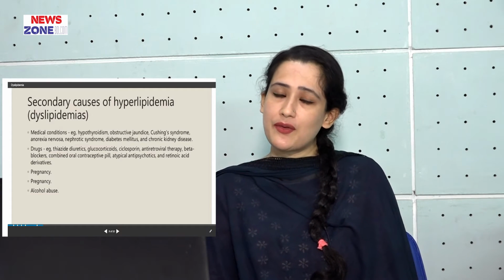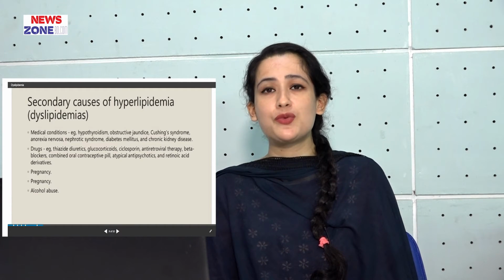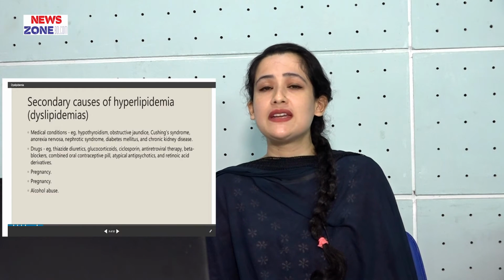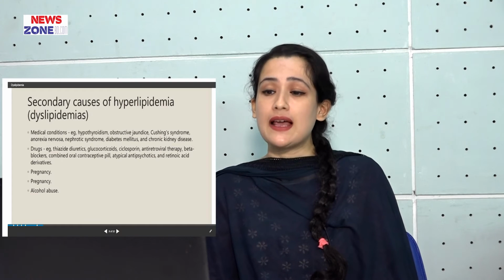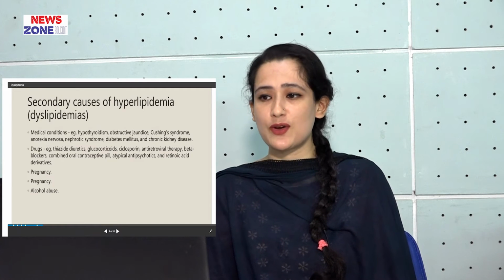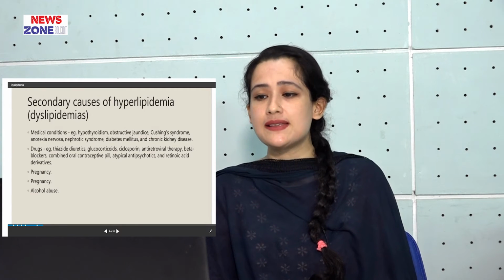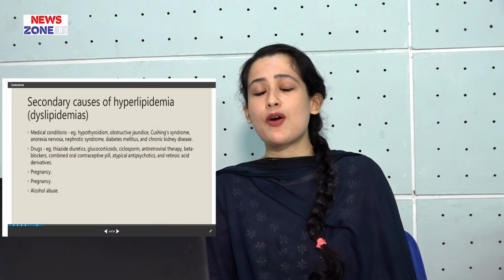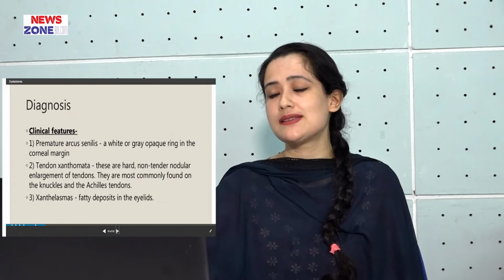The hypothyroidism, obstructive jaundice, Cushing's syndrome, diabetes mellitus, nephrotic syndrome, chronic renal disease, chronic alcoholism and certain drugs. Which are the drugs that are responsible for secondary development of hyperlipidemia? Thiazide diuretics, glucocorticoid, beta blocker, combined oral contraceptive pills and atypical antipsychotic drugs.